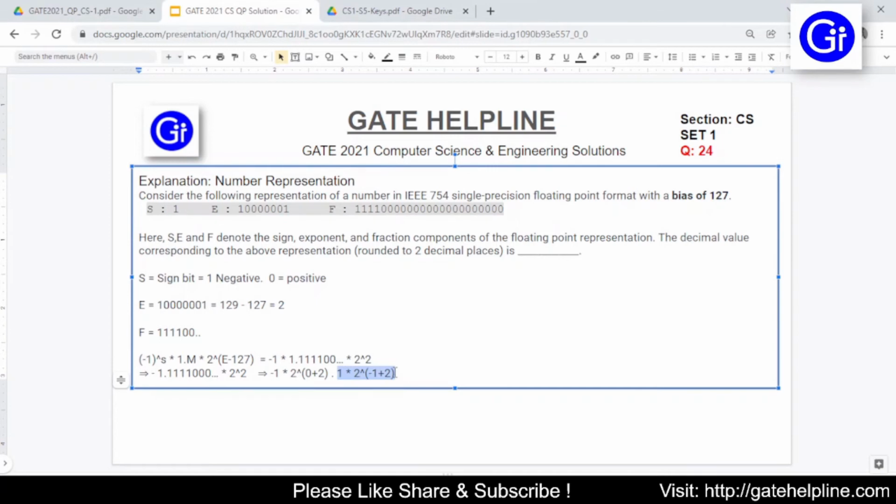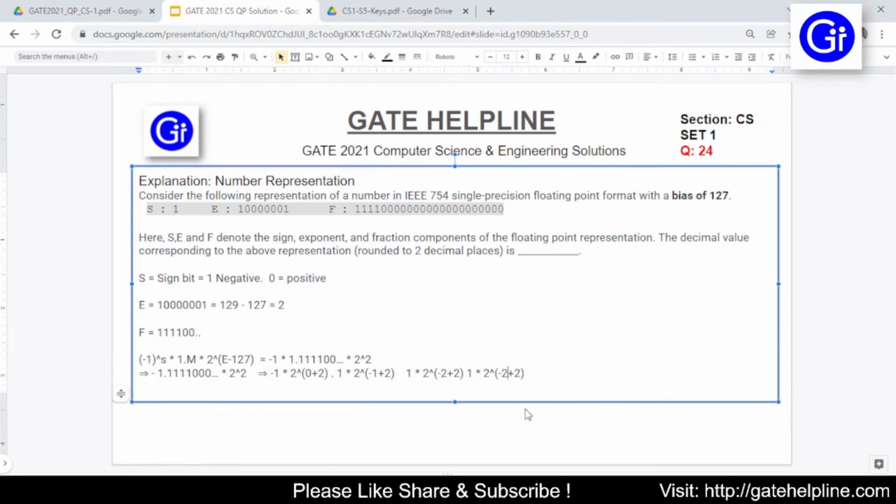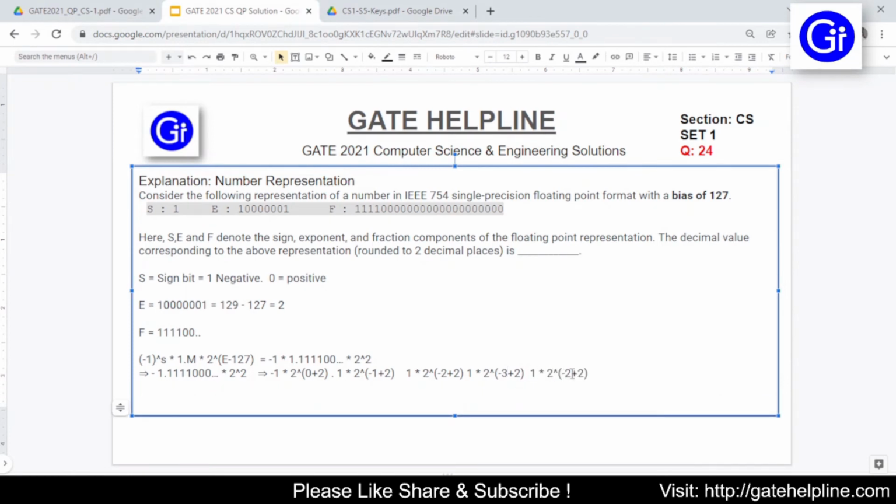Similarly, we have the value for the next one. So we'll write it here, but the exponent power will be increased as we are moving far from the decimal. So it will be minus 2 plus 2. The next one, that means the third one, will have the value of minus 3. The next one will have the value minus 4. Okay, so friends, this way we can simply convert this value into decimal.